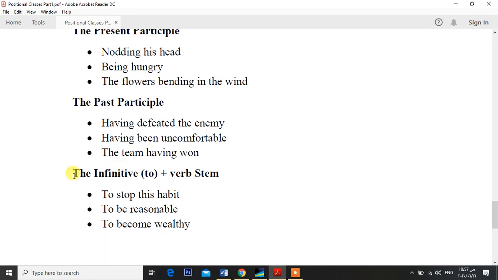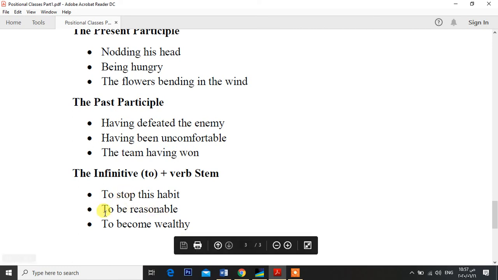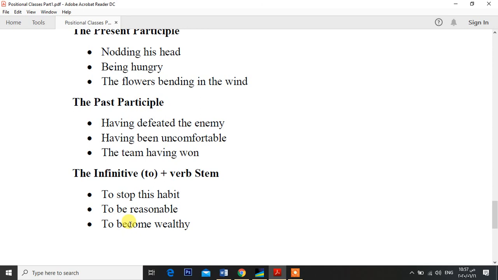The last one, the infinitive, to plus verb stem. To stop this habit, to be reasonable, and to become wealthy. To stop, to be, and to become are regarded as non-finite verbs by form, and by position they are regarded as non-finite verbals.